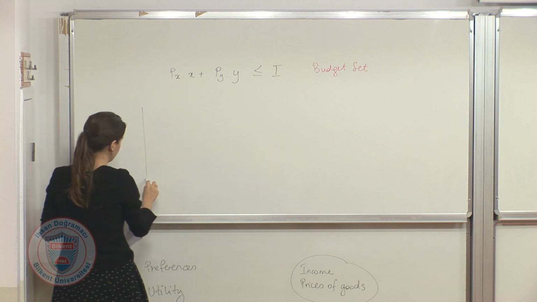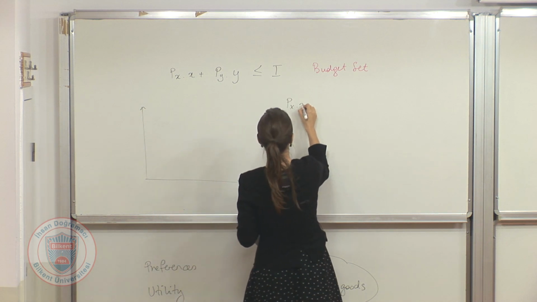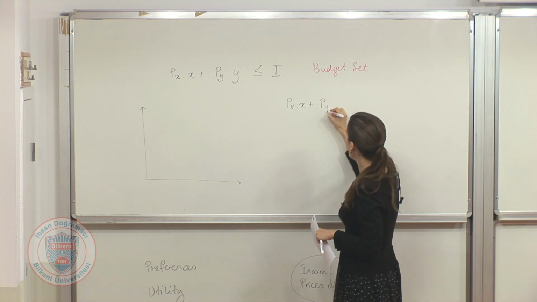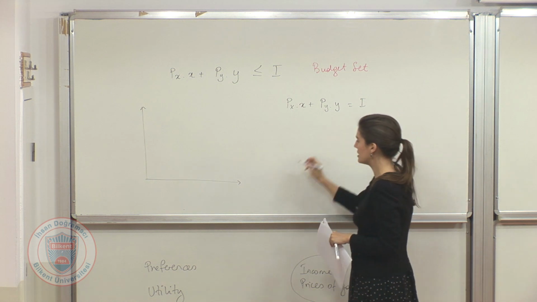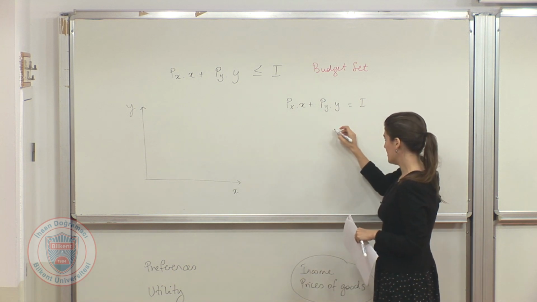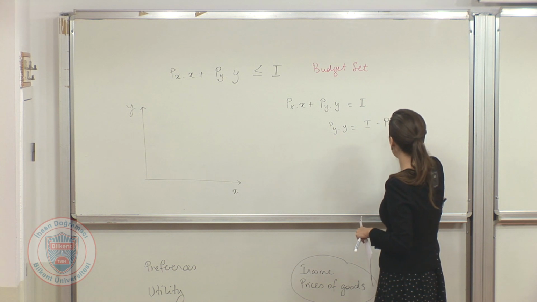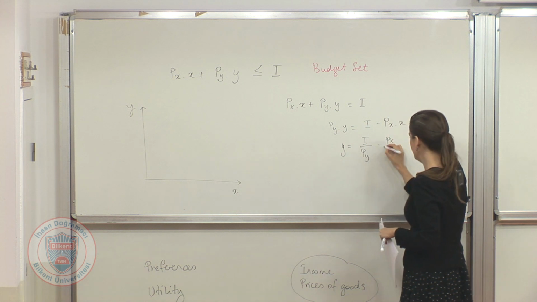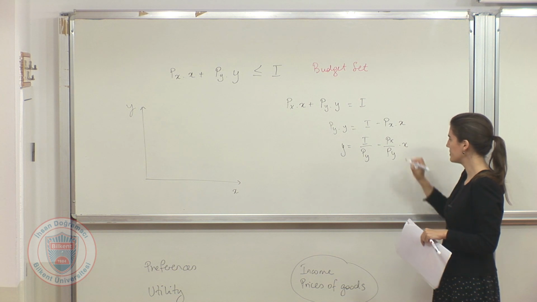So let's actually draw this first. What is this set? Let's try to draw what we're going to call the budget line. So Px times X plus Py times Y equals I. Here, for instance, I'm going to put X on one axis and Y on the other. So Py times Y equals I minus Px times X, which means Y equals I divided by Py minus Px over Py times X.